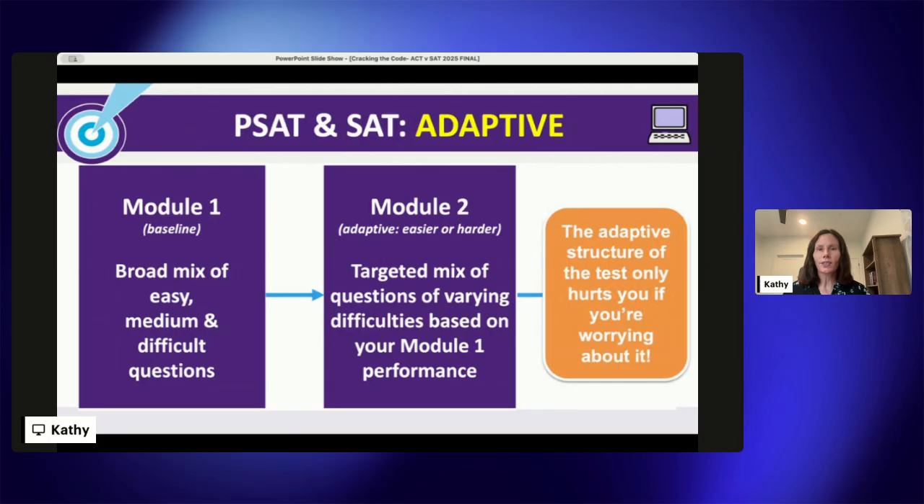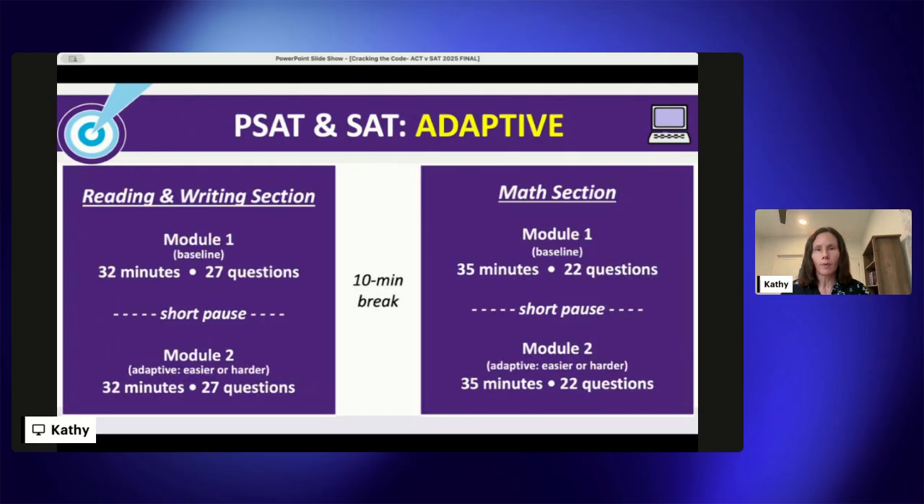Now, one of the things that we were wondering when the digital adaptive test rolled out was whether students were going to get a little bit distracted, worrying, am I in module 2? Am I getting the harder test? Am I getting the easier test? And we found that hasn't been the case. And again, as you work through your test prep, you'll get lots of practice, work with a good instructor to familiarize yourself, get more practice on those difficult questions. And as we always say, do your best on both modules.